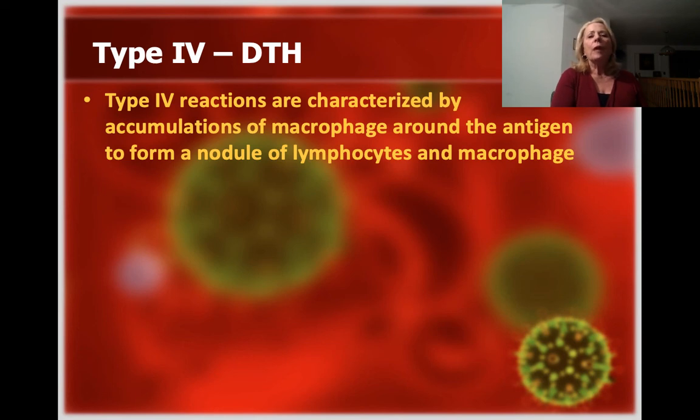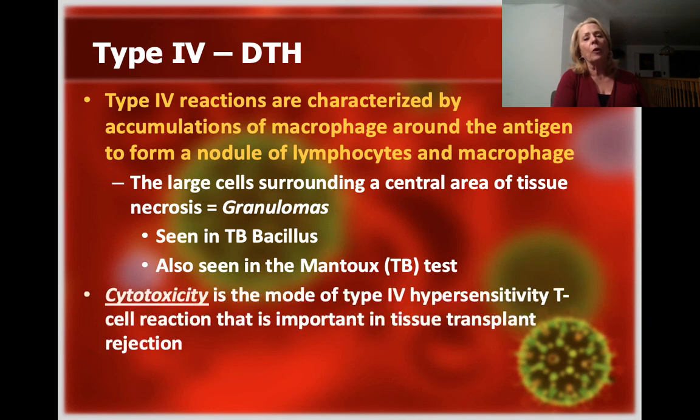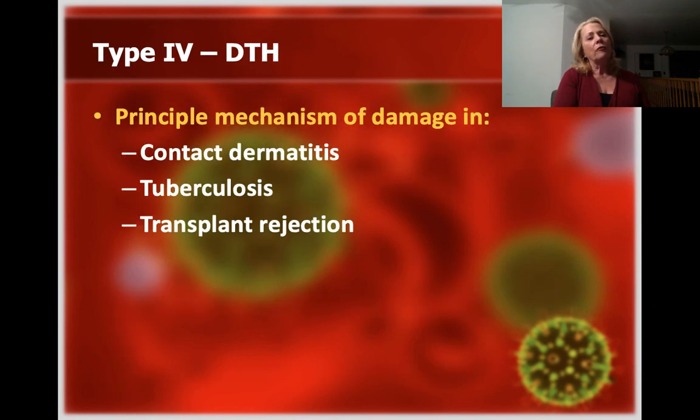Type 4 reactions are characterized by accumulation of macrophages around an antigen, and they form a nodule of lymphocytes and macrophages. These nodules are called granulomas. And we see these in tuberculosis, okay? So the Mantoux TB test also looks for a granuloma. That's what you're looking for. Cytotoxicity is the mode of type 4 hypersensitivity that is important in tissue transplant rejection. The most common type of type 4 reaction is dermatitis. So you have contact dermatitis, tuberculosis, and transplant rejections going on with this.